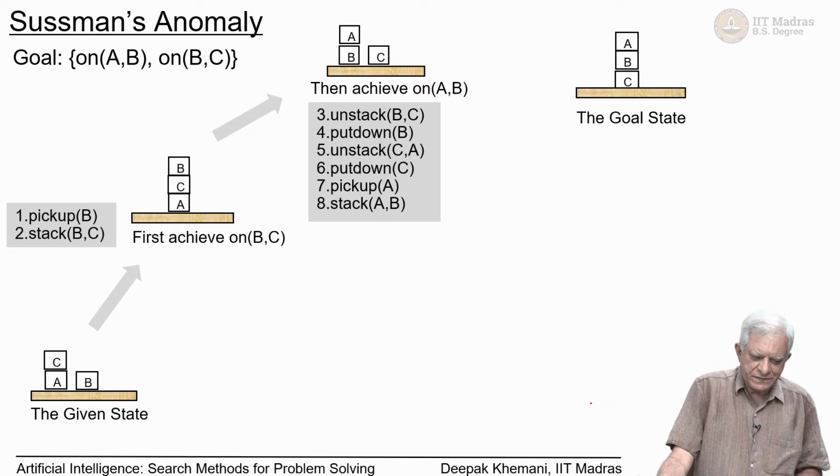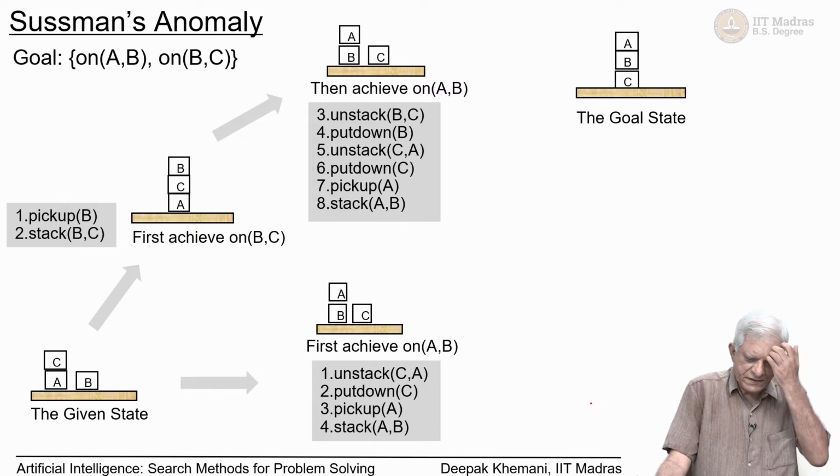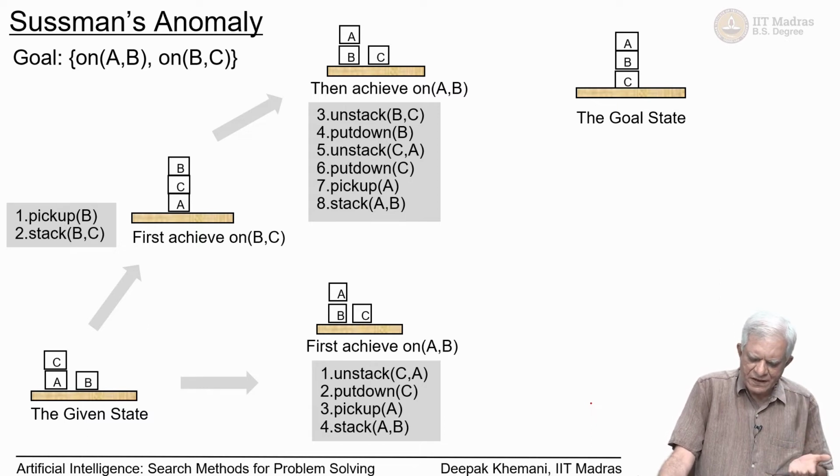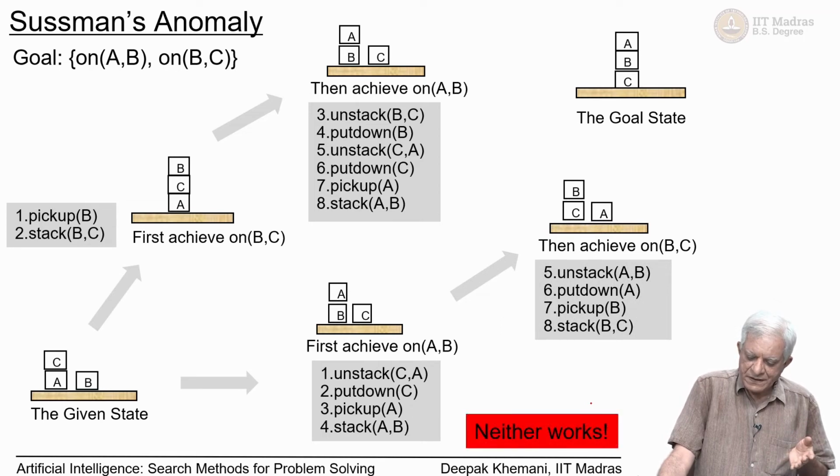What about the reverse order? Supposing we try to achieve on AB first. So, if you want to achieve on AB first, you would first unstack C from A, then put down C, then pick up A and stack it onto B, and you reach the stage where you have achieved on AB essentially. Then you say, okay, now I want to achieve on BC. Then you see that you have to unstack A from B, put it down on the table, then pick up B and stack it onto C. So, you have reached a state which is not the final state, because A is not on B essentially.